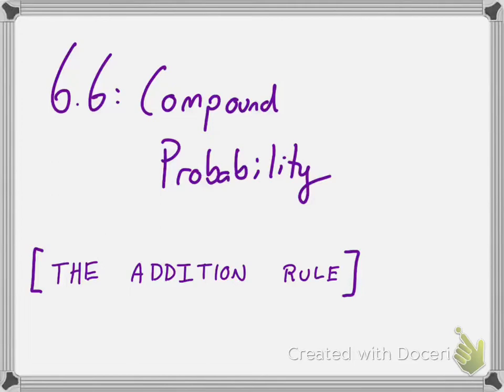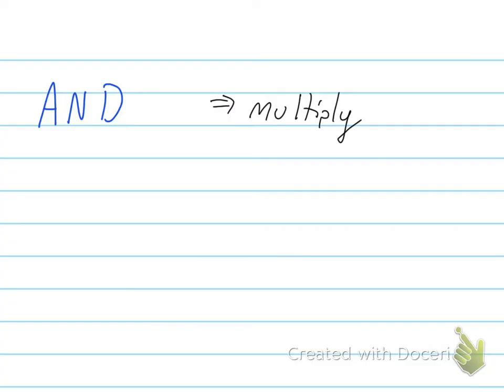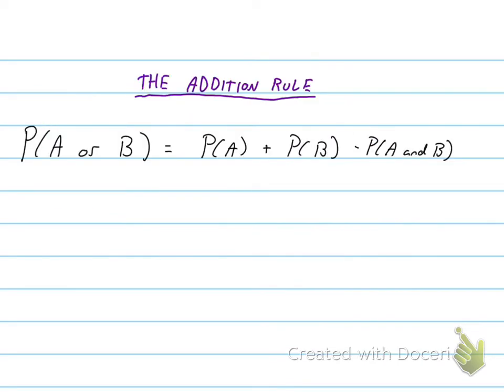In section 6.6, we're going to stick with looking at compound probability, but now we're going to take a look at the addition rule. So in yesterday's lesson, when we see the word and, we should think to multiply. Now, when we see the word or, we should think to add. And that's going to lead us to the addition rule.